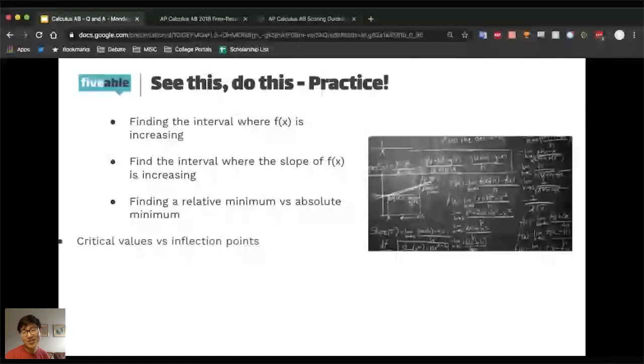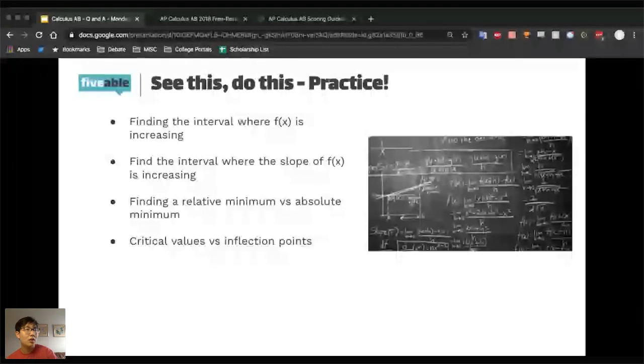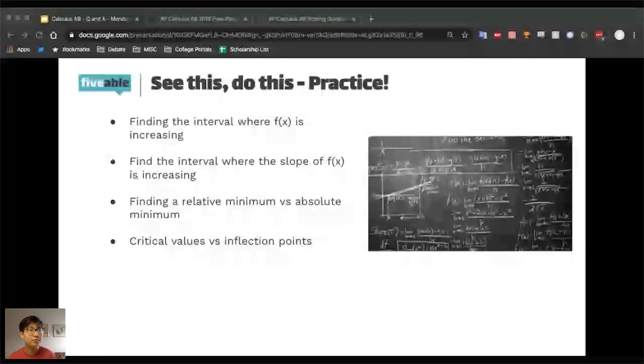So critical values versus inflection points, what's the difference? Answer in the chat. Critical first derivative equals 0, inflection second derivative equals 0.